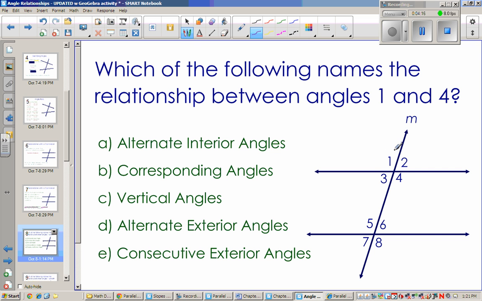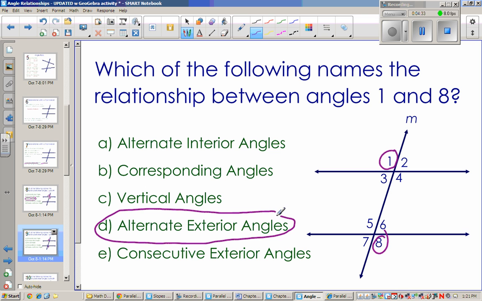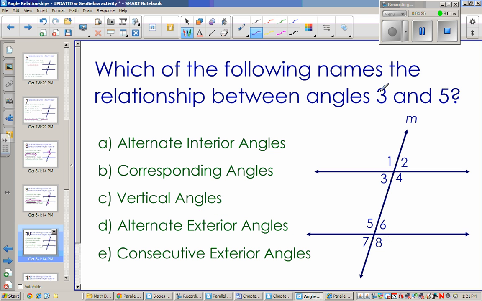So now let's look at angles 1 and 4. They're across from each other. Hopefully you know those are vertical angles. Angles 1 and 8, both are on the outside. It switches from one side to the other, so that's alternate exterior angles. Numbers 3 and 5, they're both interior and they're on the same side, so it should say consecutive interior angles.